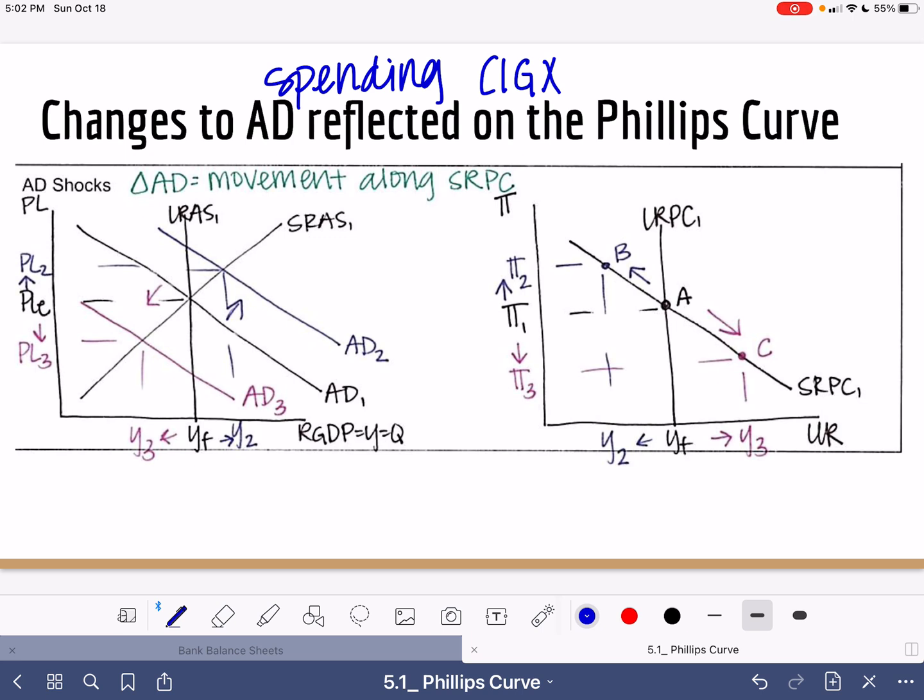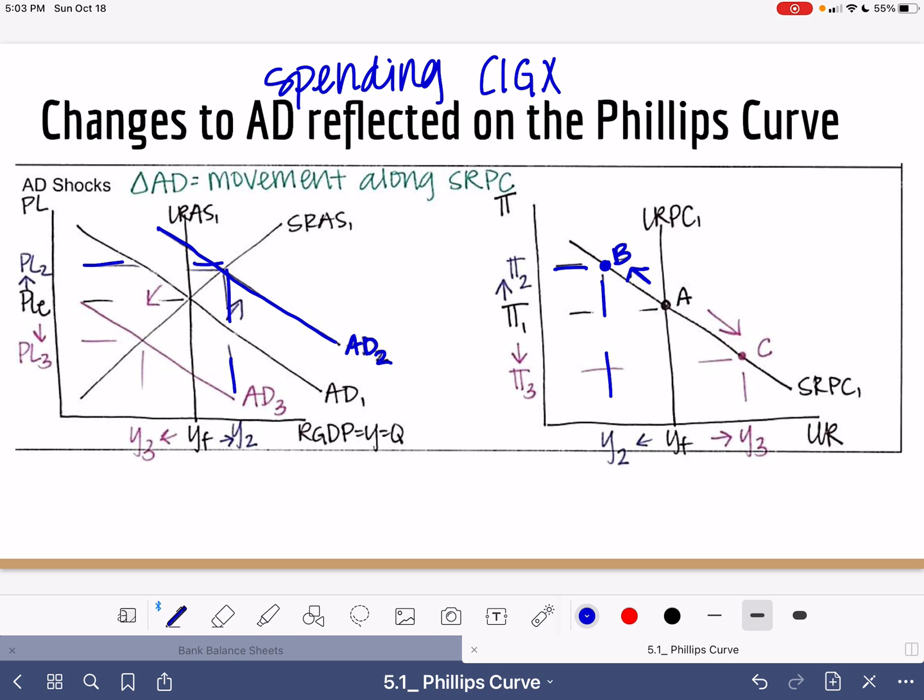So whenever we have an aggregate demand shock or change in spending, we're going to move along our short-run Phillips curve. And it's just a movement along our short-run Phillips curve like we would do for a price change on our micro markets. So if we look at aggregate demand 2, there is an increase here. So aggregate demand 2 is reflected on our short-run Phillips curve by moving up the short-run Phillips curve, by moving to the left.